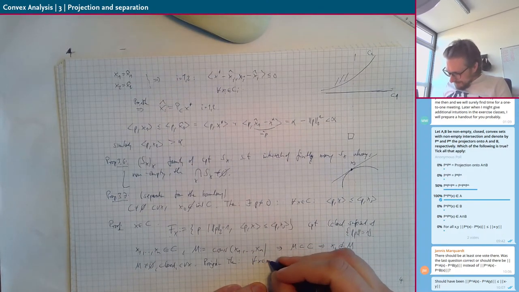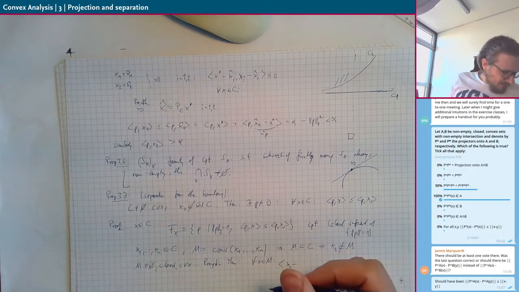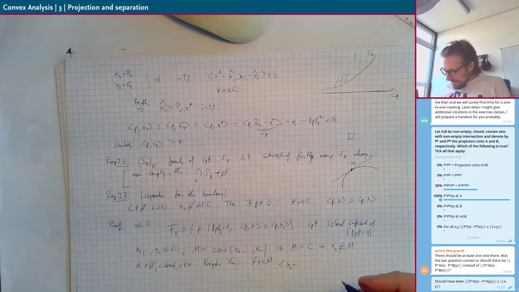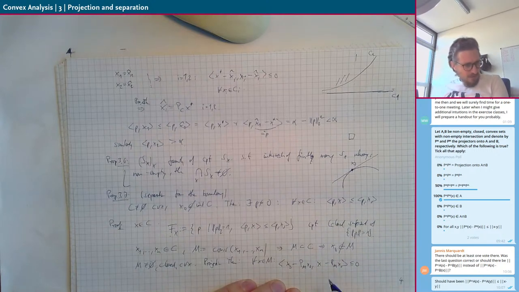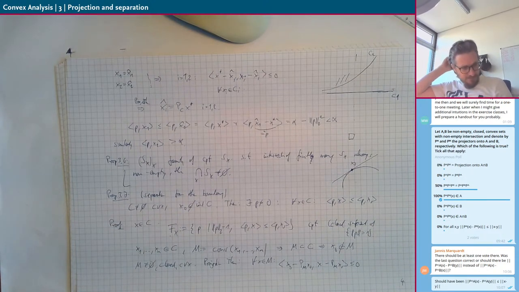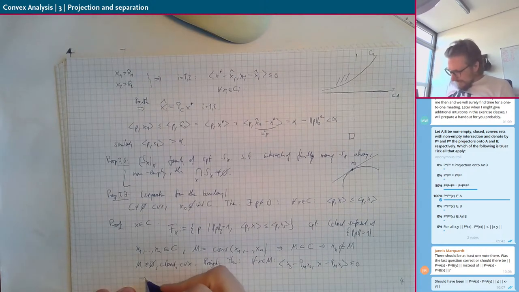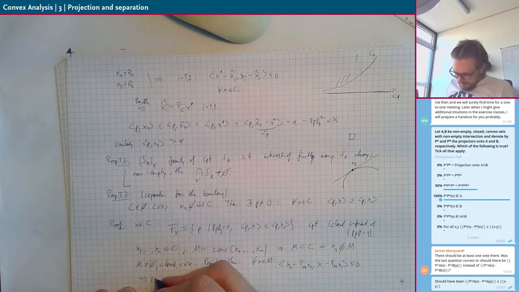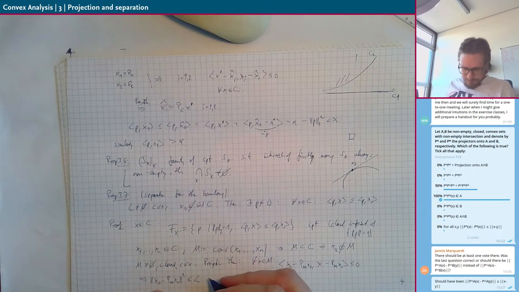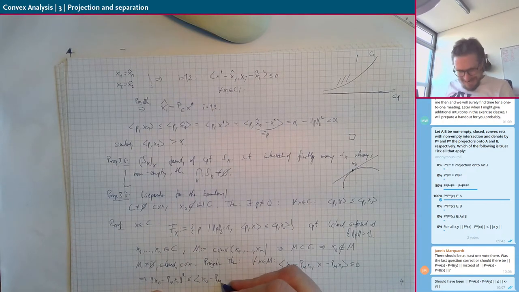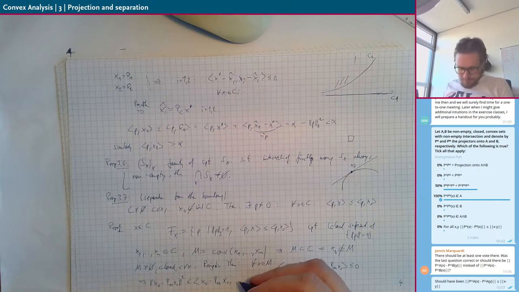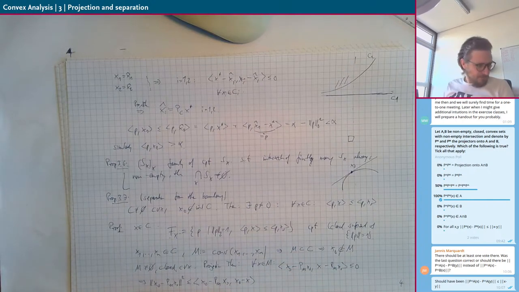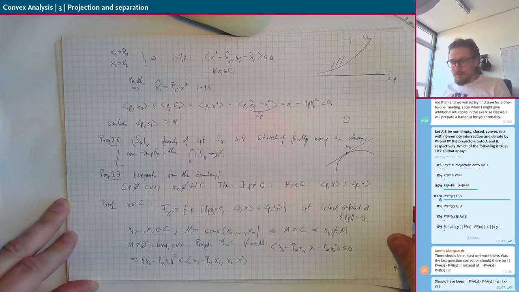For all x in M it holds that the inner product of x naught minus the projection onto M of x naught, with x minus the projection onto M of x naught, is non-positive. And again, as we did before, by adding and subtracting x naught on the right hand side, we get that the norm squared of x naught minus P_M x naught is smaller or equal to the inner product of x naught minus P_M x naught with x naught minus x. There are some typos on the slide here.